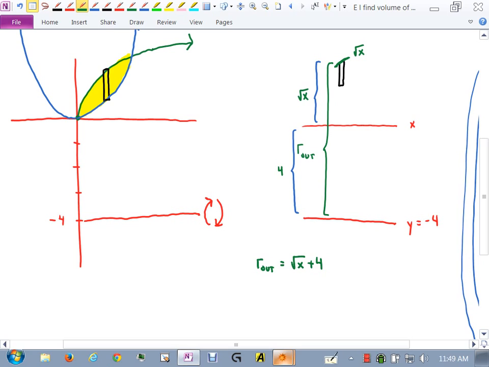Now, what's your inner radius? Well, now let me go to the bottom function. What's this bottom function right here? That's x squared, which means the distance from here to here is x squared. I already know that the distance from here to here is 4, which means the total distance, this R in over here, remember, goes all the way up here to down here. What is that? X squared plus 4.